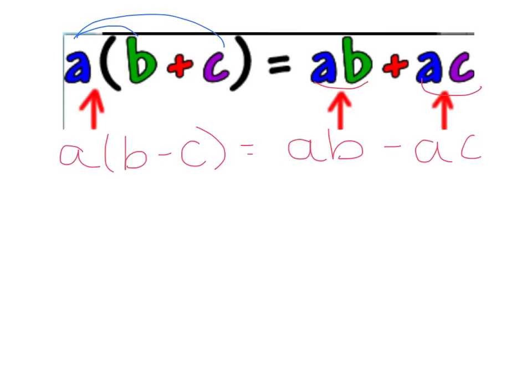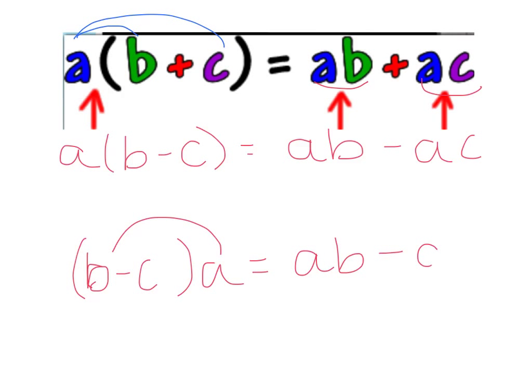And something to keep in mind is that we can flip the distributive property around to actually look like this, and it's still the same thing. So A times B minus A times C would be the exact same thing.